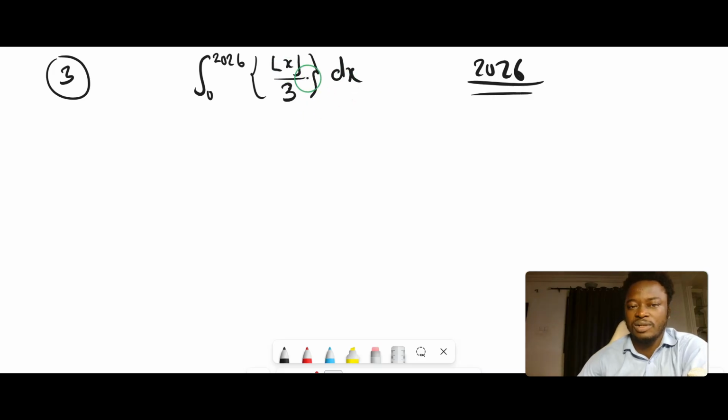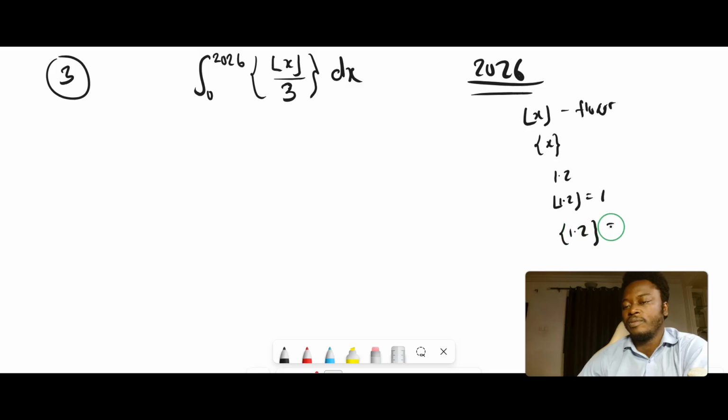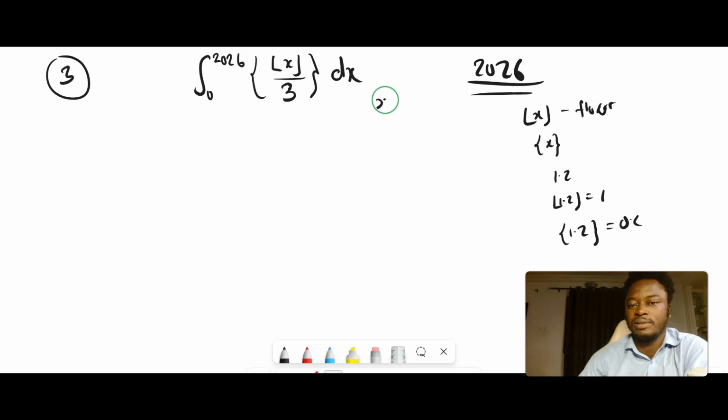Now let me explain these two functions: the floor of x, which is called the floor function, and then the fractional part of x. Remember that for any real number, let's say 1.2, the integer part, which is the floor of 1.2, is basically 1. The fractional part of 1.2 will basically be 0.2. So naturally any number x would equal the floor of x plus the fractional part of x.